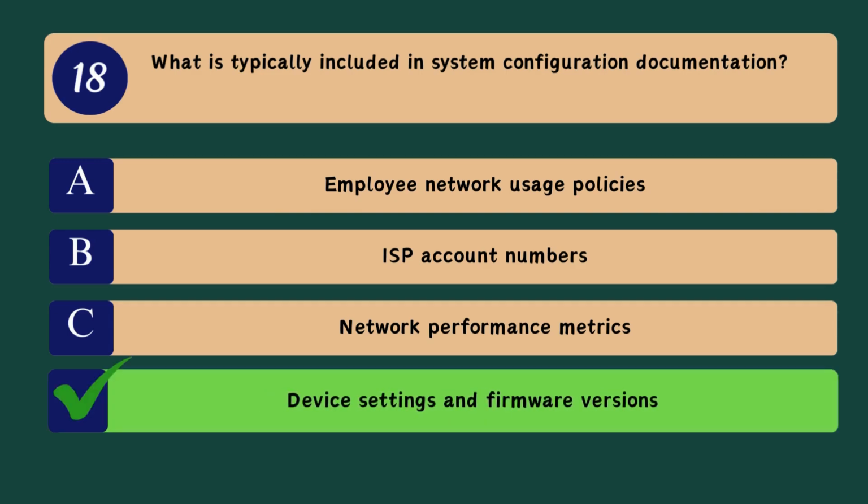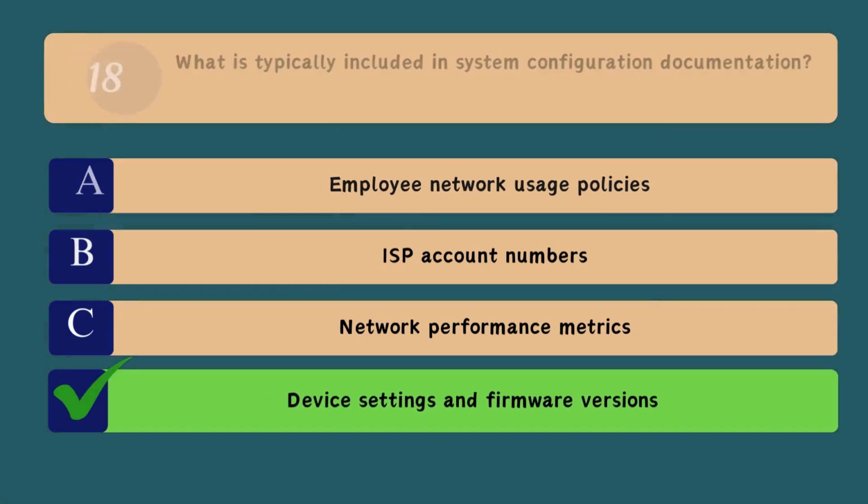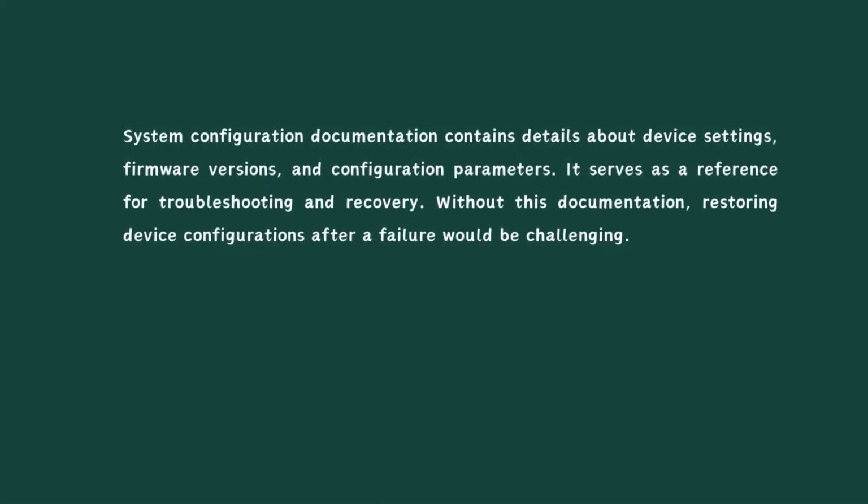Correct answer. D. Device settings and firmware versions. System configuration documentation contains details about device settings, firmware versions, and configuration parameters. It serves as a reference for troubleshooting and recovery. Without this documentation, restoring device configurations after a failure would be challenging.